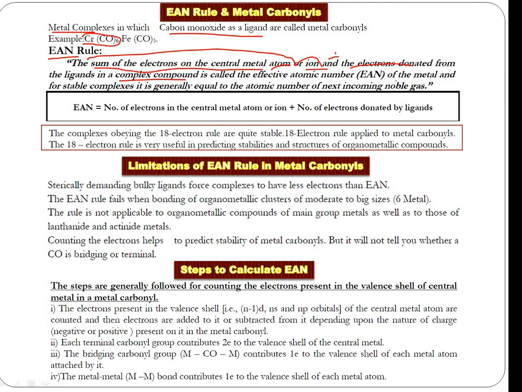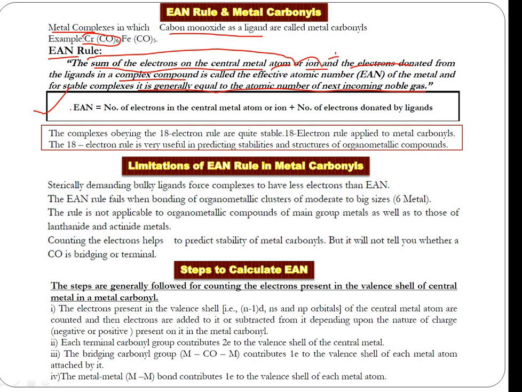So for stable complexes, the effective atomic number is generally equal to the atomic number of the next noble gas. Now if the sum of electrons in the central metal atom or ion plus the number of electrons donated by the ligands is equal to that of a noble gas, the complex becomes more stable. So this is your effective atomic number. Now how is it called the 18 electron rule?